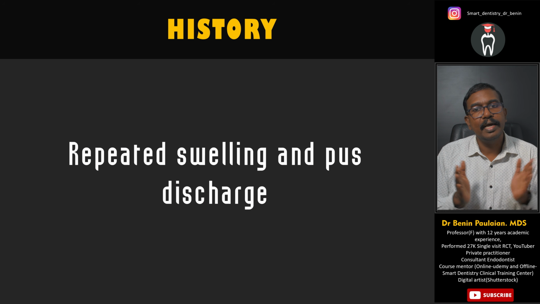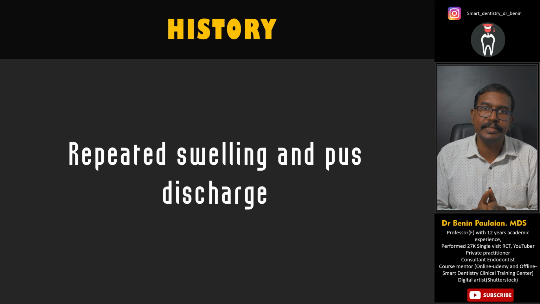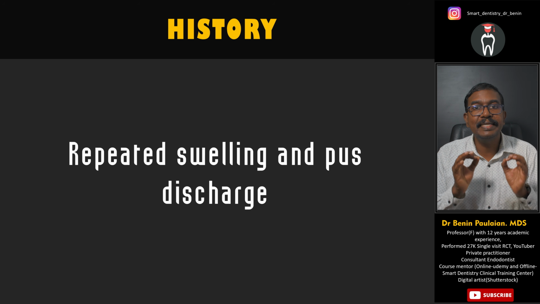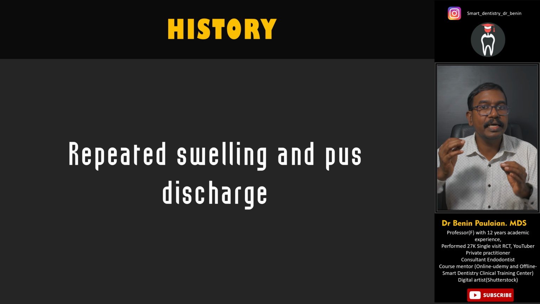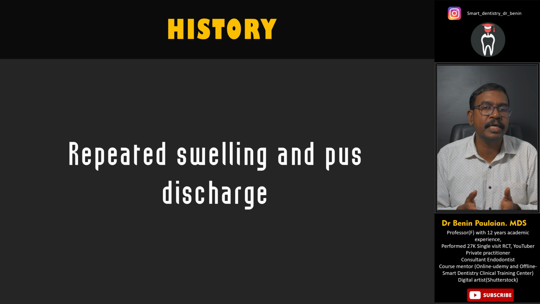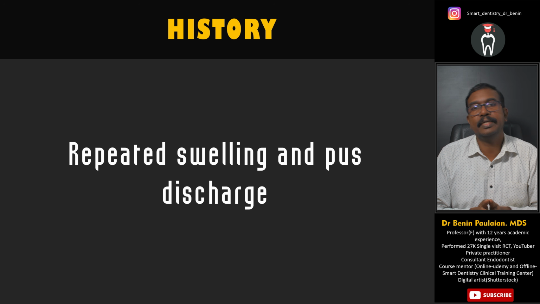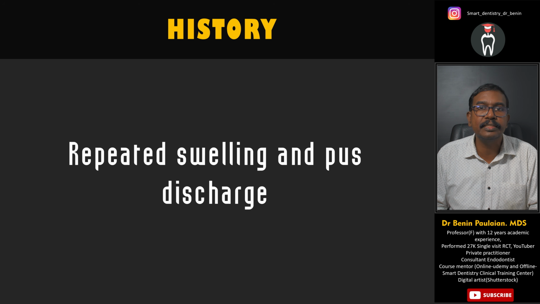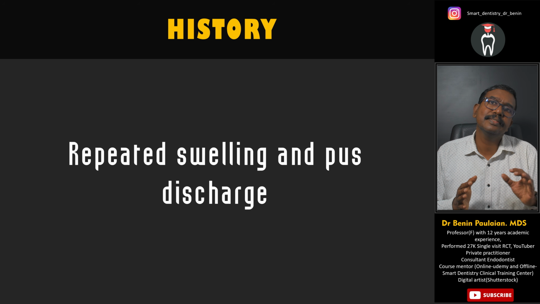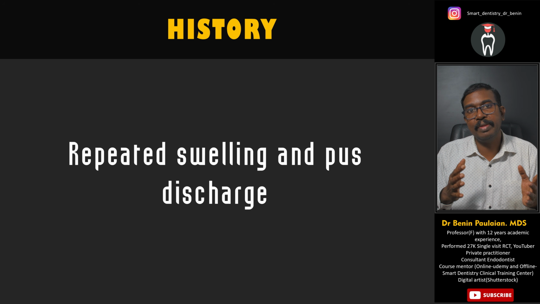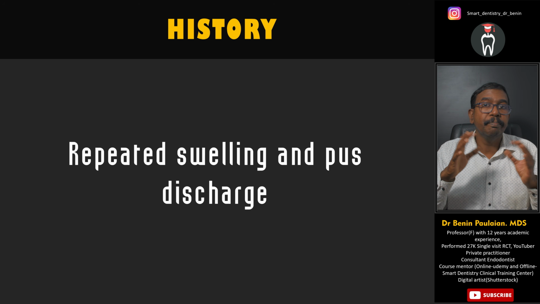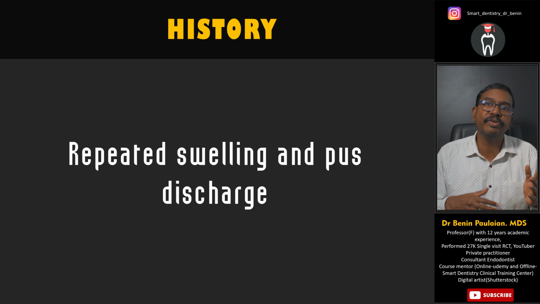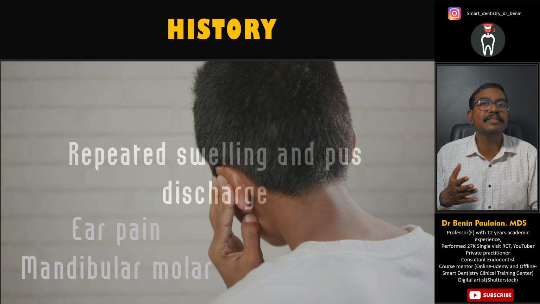Repeated swelling with discharge of pus says that there is a persistent infection, and if you are doing a proper examination, there could be a sinus tract. Whenever there is a history of pus discharge, or a pus discharge through the sinus intraorally or extraorally, there is a persistent infection. Probably it is a tooth from a young patient, or one with a big pulp chamber and wide root canals, which often leads to swelling and also pus discharge.